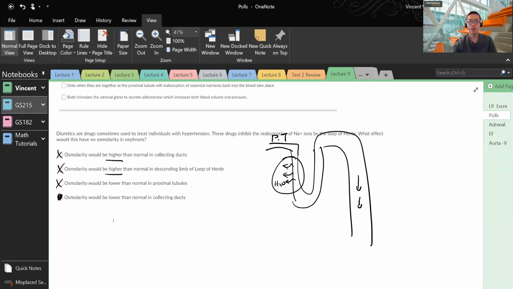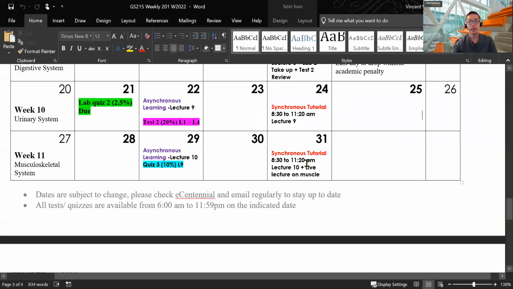Another thing I should mention is this. Let me just show you the calendar. Next week, it's going to be a long lecture. You probably don't remember because at the beginning of the pandemic, we only had 13 weeks as opposed to 14 weeks. But now we're back to the 14-week schedule.